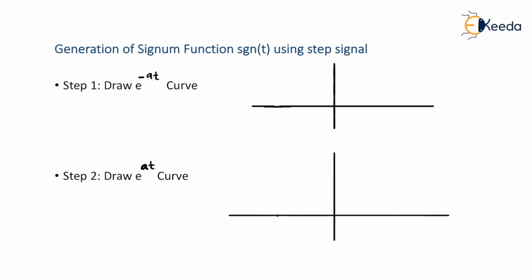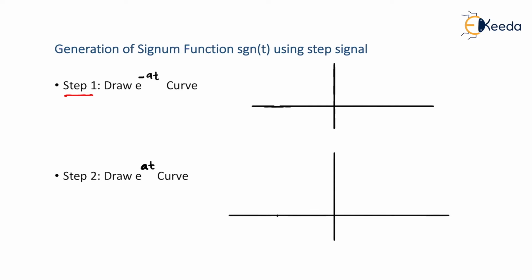So let us start with generation of signum function, which is denoted as sgn of t, using step signal. In some last video lectures we have seen what is exactly meant by unit step signal, and by using unit step signal we can generate higher order signals, and therefore u of t is called one of the elementary signals. So now we'll understand how to generate signum function. We'll go step by step. Step number 1 says draw e to the power minus at curve.